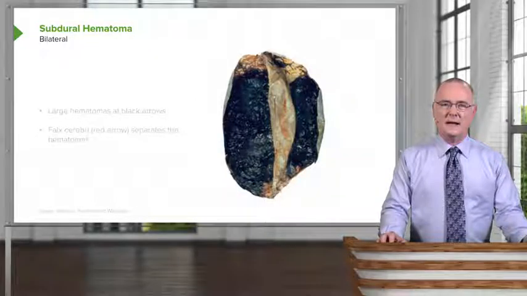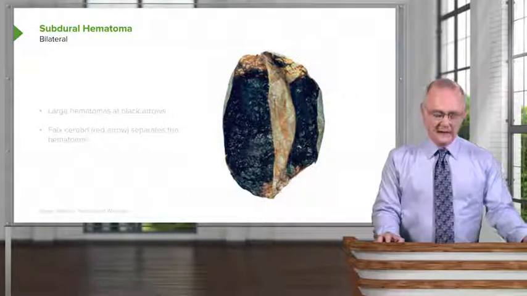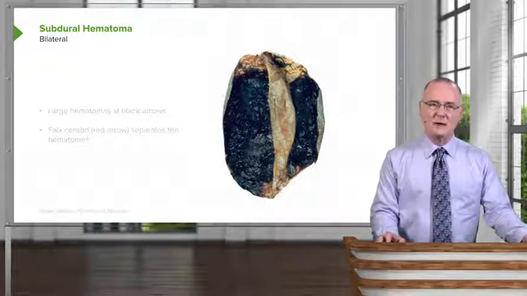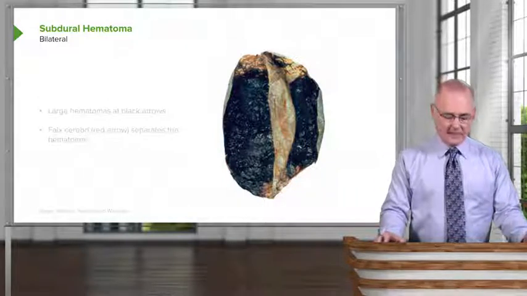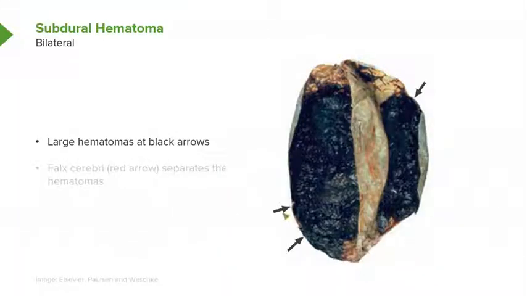Here we're looking at a post-mortem view of a subdural hematoma. In this case, the subdural hematoma occurred bilaterally, and you can appreciate the large hematoma regions here. Black arrows on this side, and then one black arrow on this side. This dark substance represents the hematoma. This structure here that is separating both bleeds is the falx cerebri.